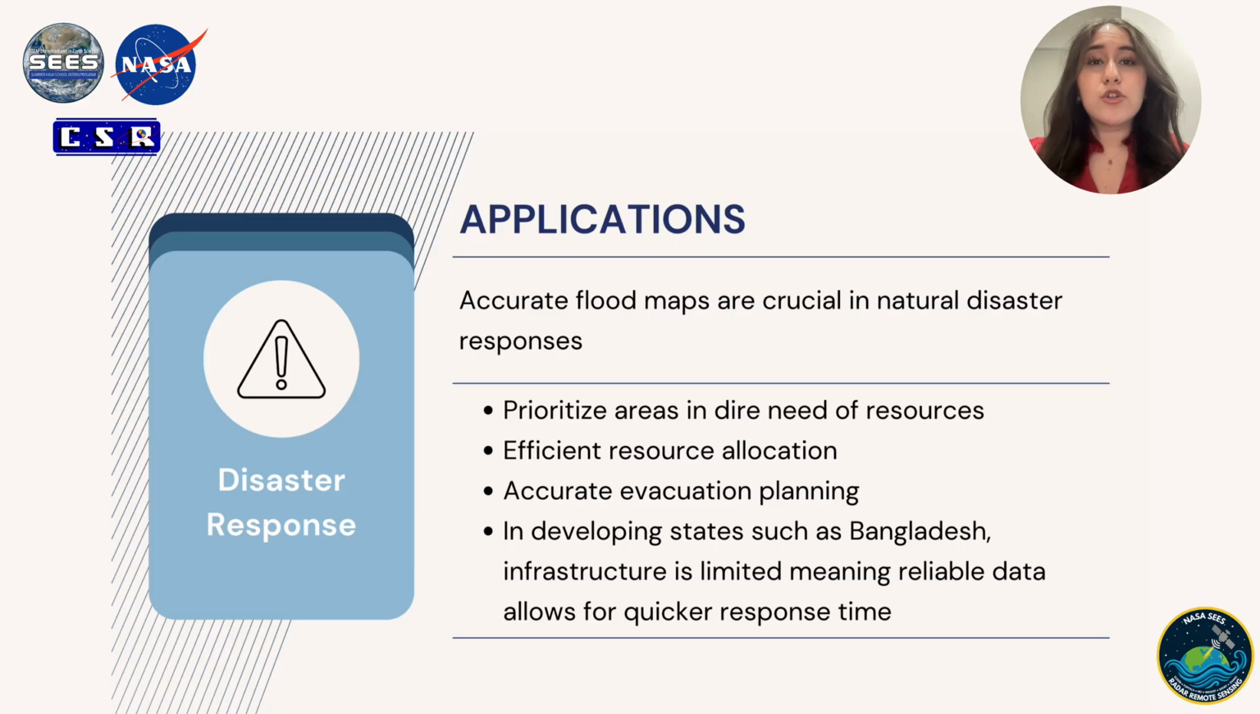Accurate flood maps are crucial in natural disaster responses. In order to prioritize which areas are in dire need, these maps can be used to determine how resources are distributed. It allows for improved evacuation. In developing states such as Bangladesh, infrastructure is limited, meaning reliable data allows for quicker response time.